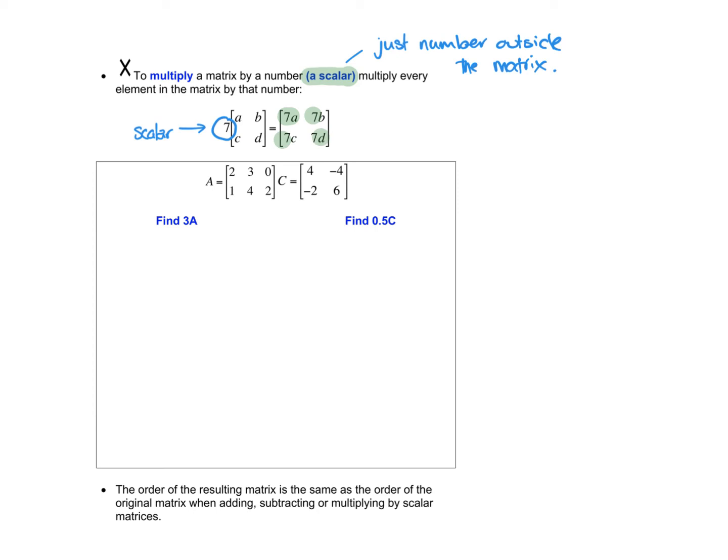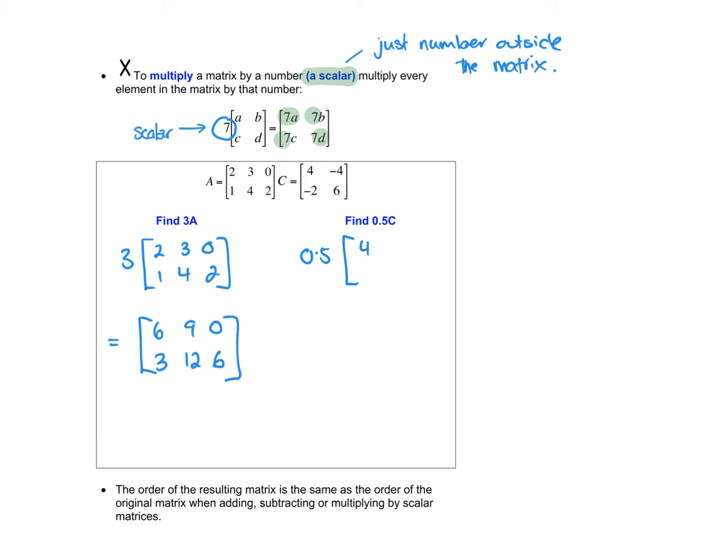When it says find 3A, so we've got 3, and I'm going to write matrix A out. So all that means is I'm going to multiply all those numbers by 3. So I'll have 6, 9, 0, 3, 12, and 6. Okay?